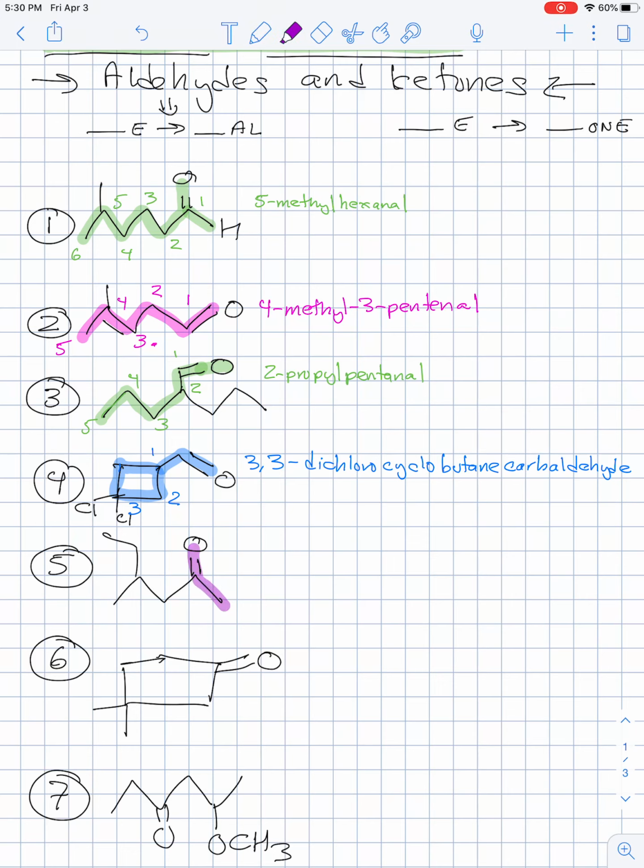And first thing we need to do is find the parent chain, which is the longest continuous chain that includes the functional group. I never know if I should include the oxygen or not, so I did. And we're going to number to give the main functional group the lowest possible number. And so that's going to go up like that a little bit awkwardly. And so we have a methyl group on carbon 4, so we have 4-methyl. Now we have to specify the location of the ketone because it could be kind of anywhere.